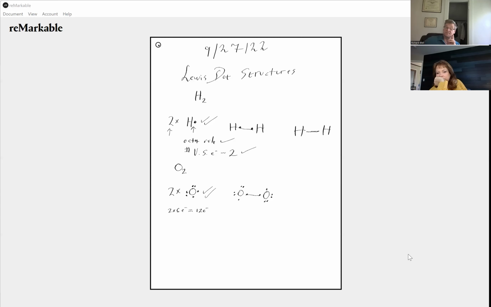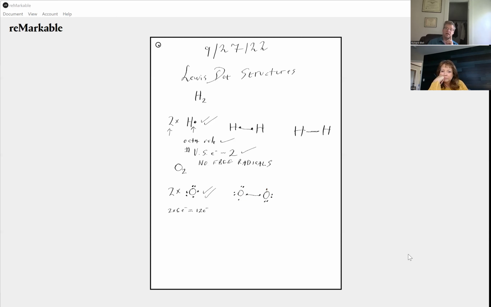Actually, there are 3 checks. I forgot the third one. No free radicals. What's a free radical? It means that you have what? An unpaired electron by itself. You're exactly right. So is this a valid Lewis dot structure? No, because it has unpaired electrons. What do we do about that?